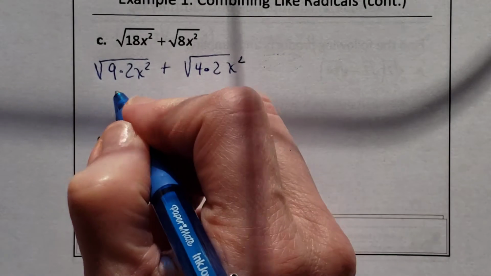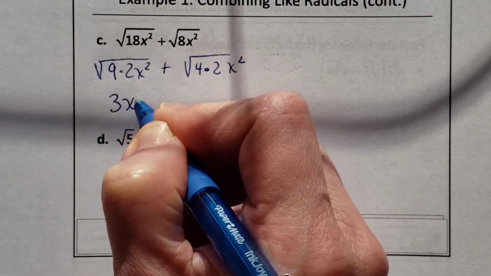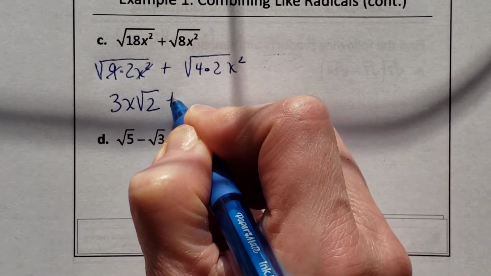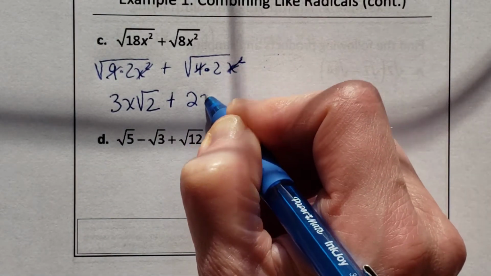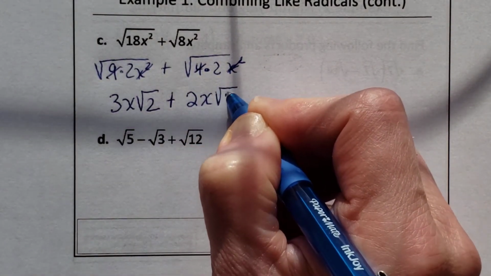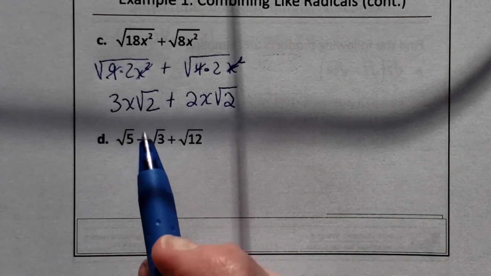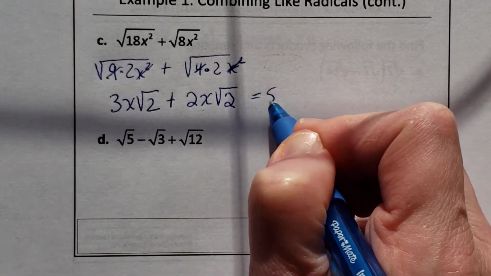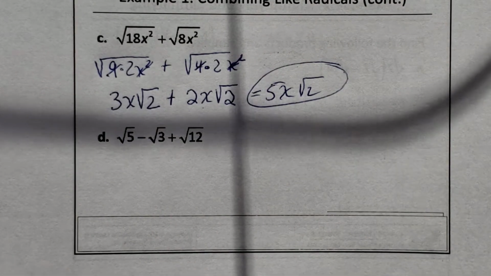So the square root of 9 is 3. The square root of 4 is 2. So 3 square roots of 2 plus 2 square roots of 2. So now what's under the radical matches. So now these are all like terms. So 3 plus 2 is 5. 5 square roots of 2 is our final answer.